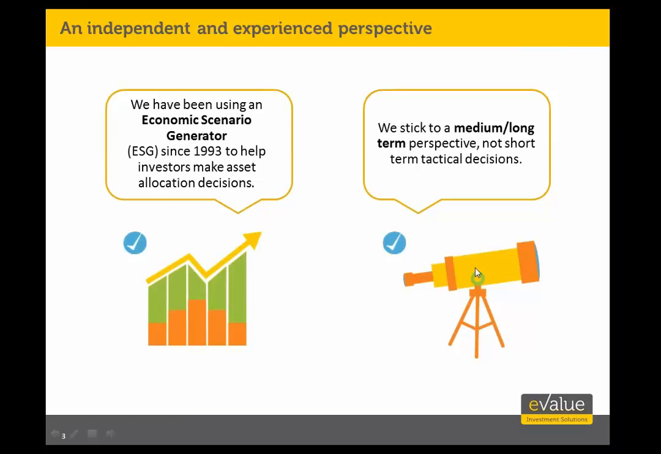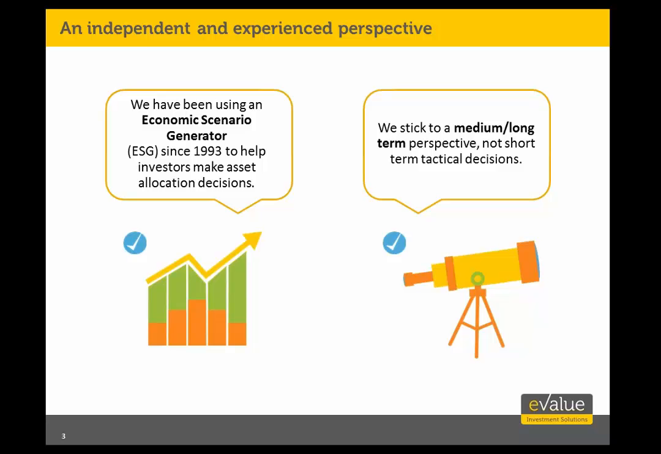So what we've been doing is stochastic modeling. We use what we call an economic scenario generator, or ESG. We've been doing this since 1993, and we're actually doing it, I think, longer than anybody else in the world. We started doing this for investors way back then, and have obviously considerable experience of doing this.